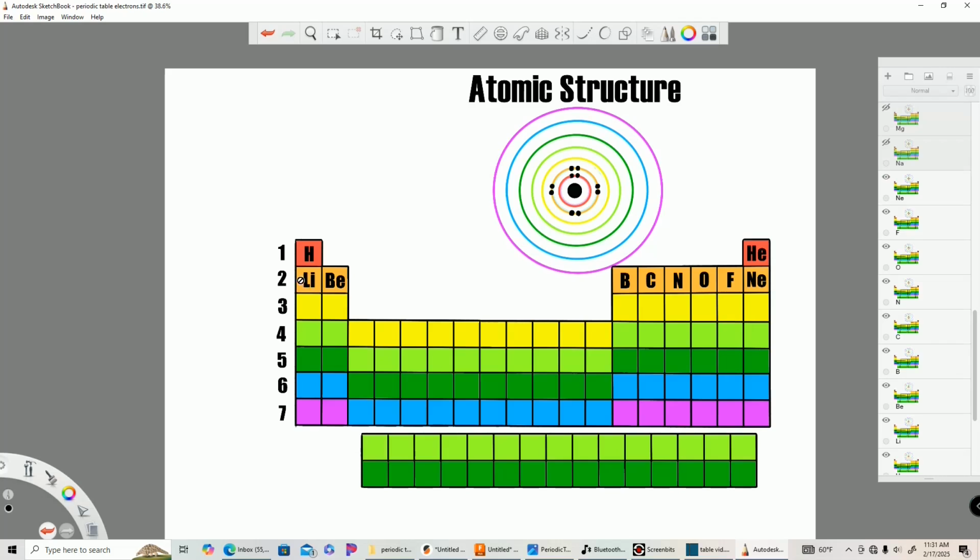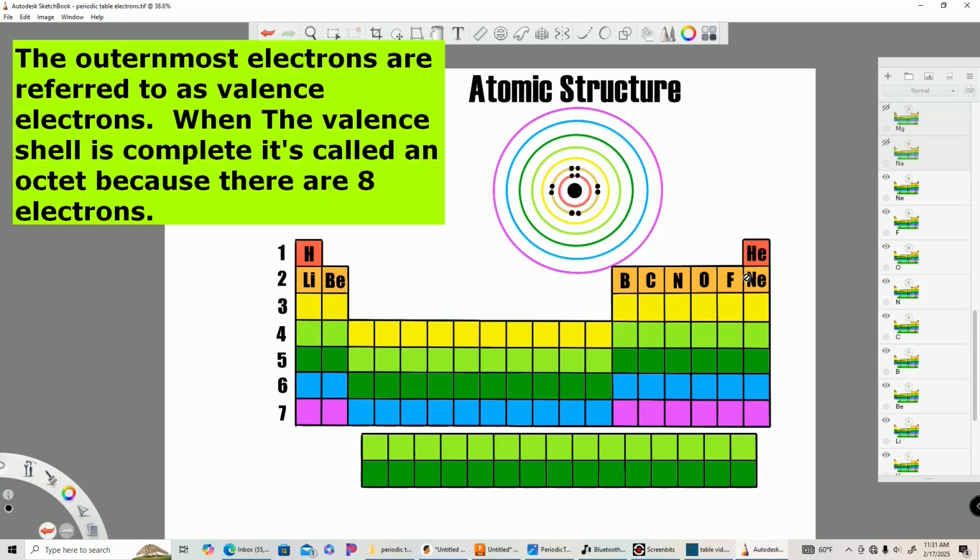The eighth one of this row. 1, 2, 3, 4, 5, 6, 7, 8. So it has 8 electrons. Now I want to bring up some terminology right now. For neon, it only has two layers because it's in the second row, or 2 principal levels.